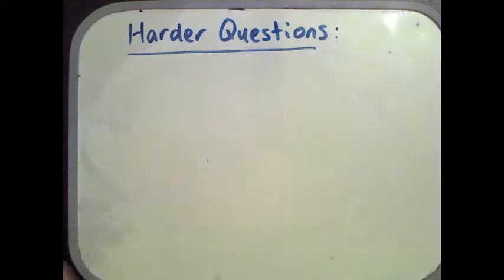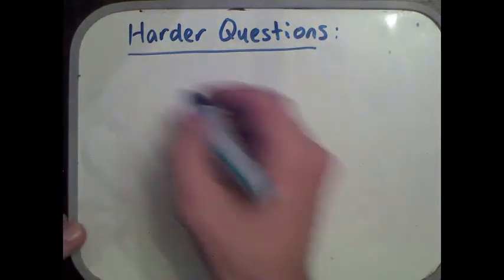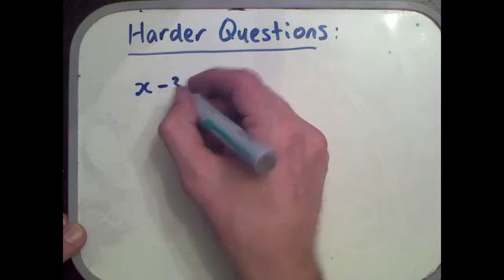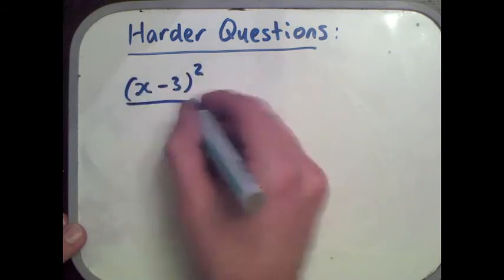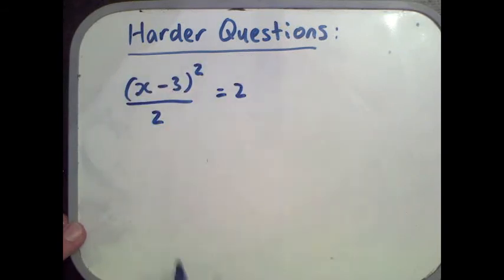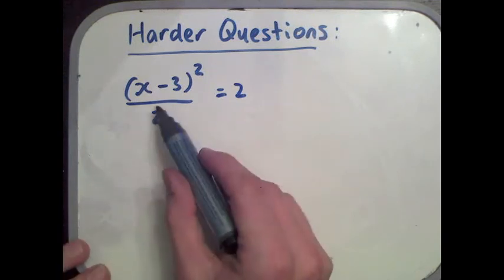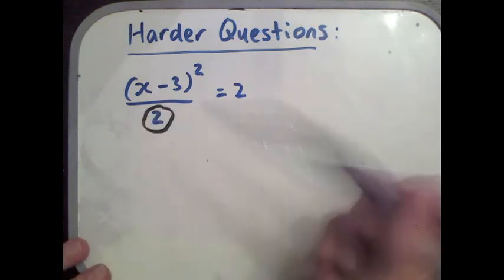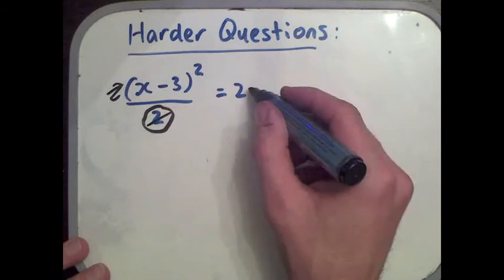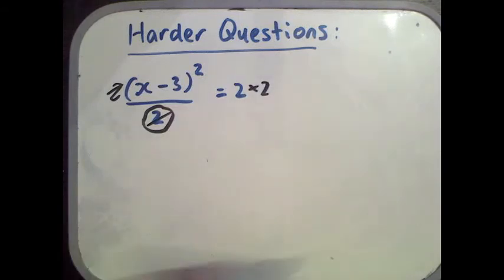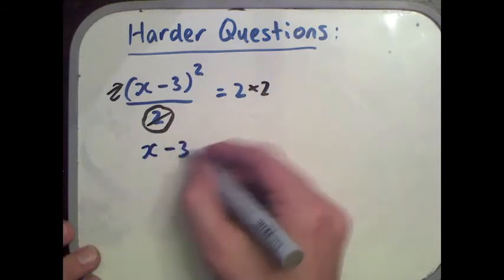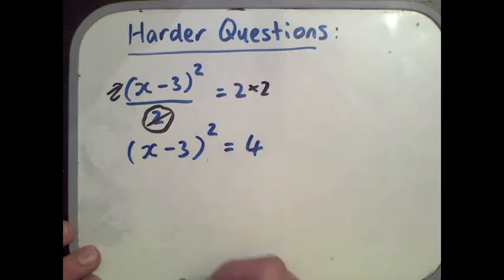Right, this is probably what we're really looking at. Let's look at our first example here. Alright, so we'll have x take 3 in brackets squared, all divided by 2, and is equal to 2. Now, we need to remove this fraction, so we get rid of that divide by 2 by multiplying by 2, and what we do to one side we do to both. So now we have x take 3 in brackets squared is equal to 4.